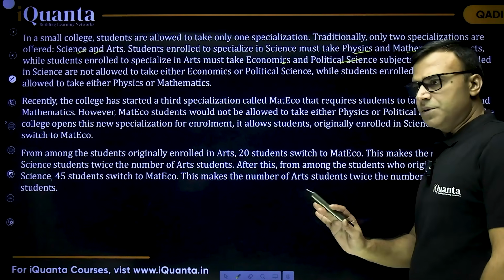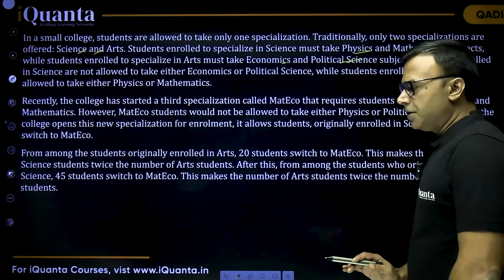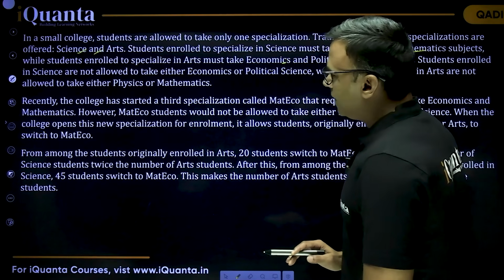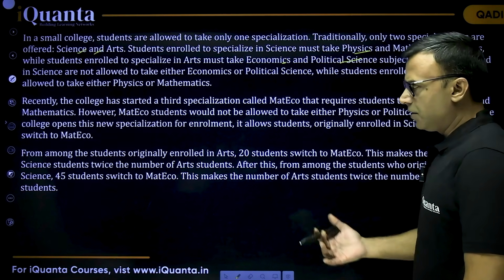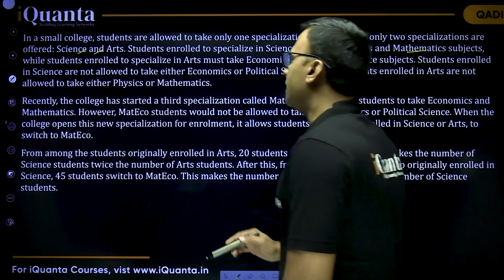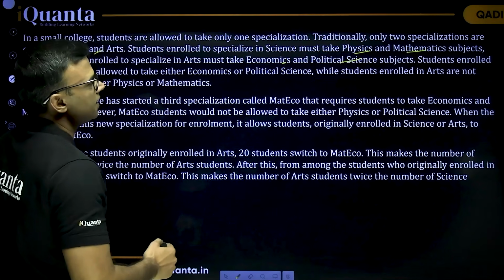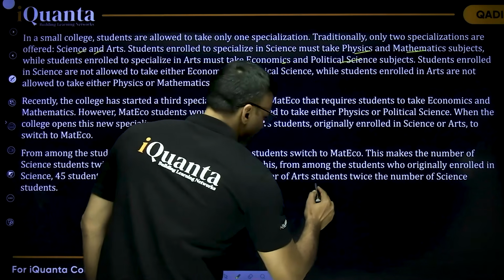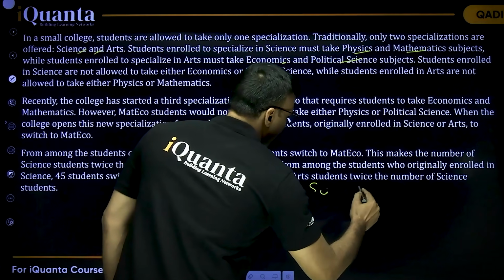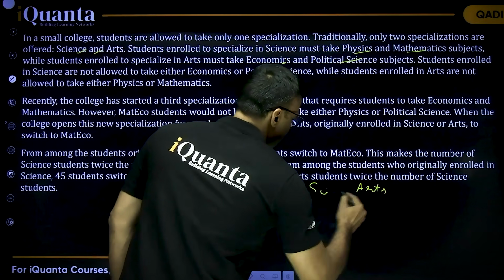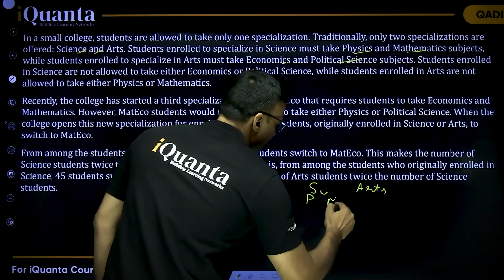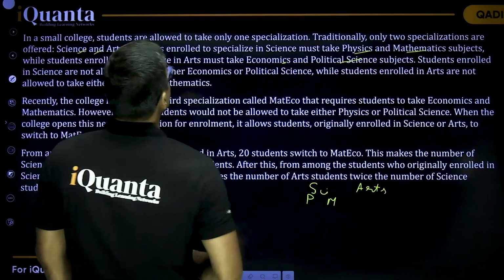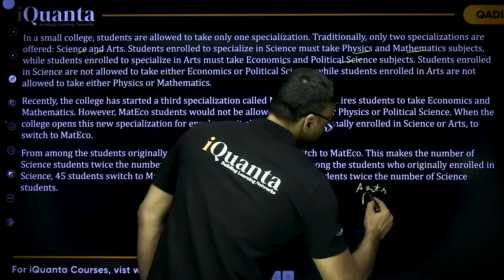Right? So very simple situation. We just need to treat it like a DI question. If you feel comfortable, you can create a table or you can simply start solving. I always find it easier if I just do it like this: science, arts. In science, we have physics and maths. In arts, we have economics and political science.